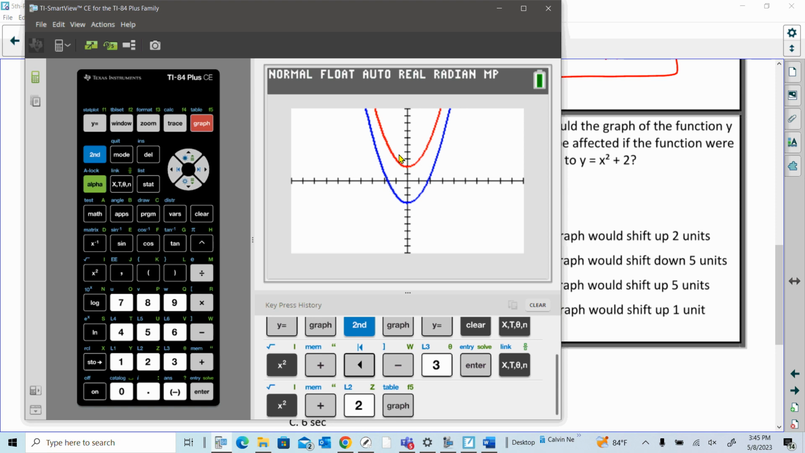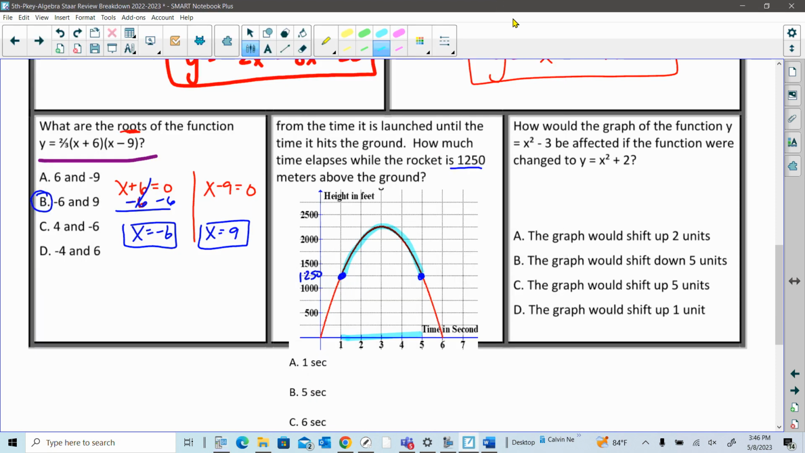The shape is the same. Nothing changes as for the shape because of the coefficient. There's no coefficient here. So hopefully we see that this graph moved up 1, 2, 3, 4, 5 units. So the graph would shift up 5 units. Okay. All right, so that takes care of objective 4, and then we're going to get into the last section, objective 5.